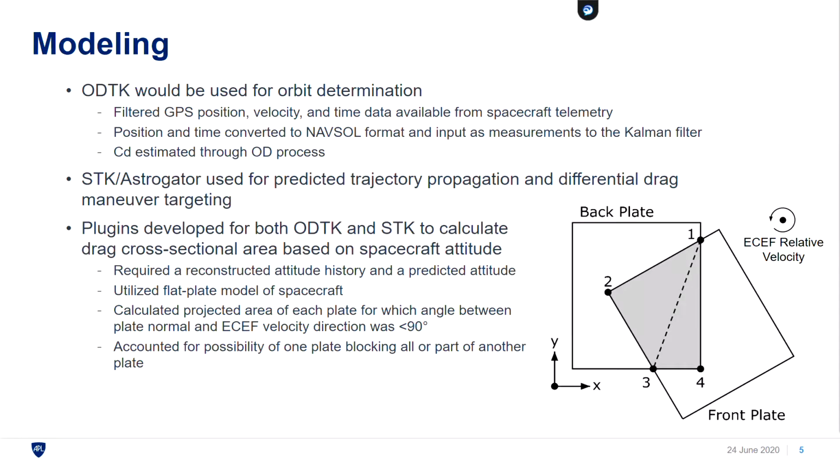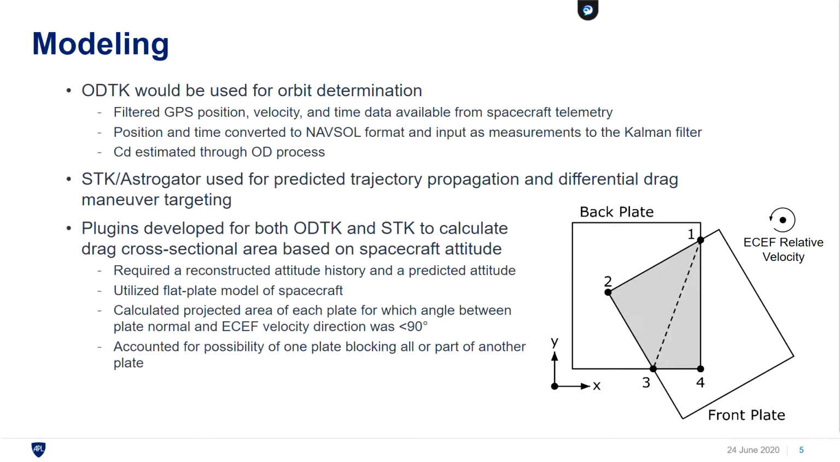Prior to launch, we chose various modeling and simulation tools. For orbit determination, filtered position and time states from GPS telemetry would be input as measurements to a Kalman filter in ODTK. Then STK and Astrogator would be used for trajectory propagation and for targeting the differential drag maneuvers. So to accomplish this, it was necessary to develop plugins for both ODTK and STK that calculated the drag cross-sectional area based on the spacecraft's attitude.